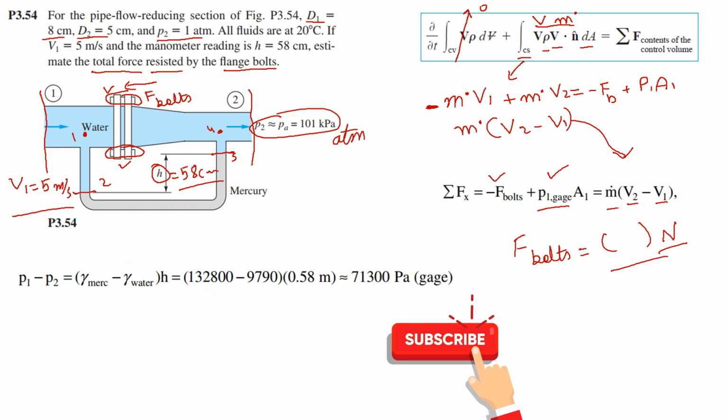So this is what our final result will look like. We will find the forces required by the bolts to hold this assembly. So this was our problem of momentum conservation. Now let's move forward and see a problem related to mass conservation.